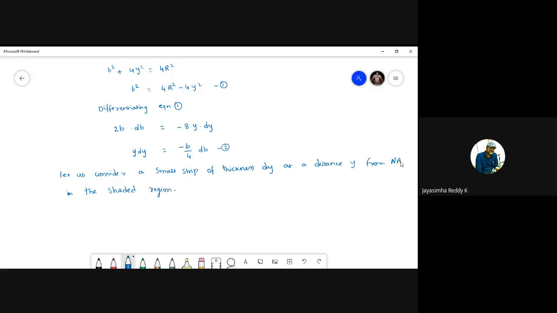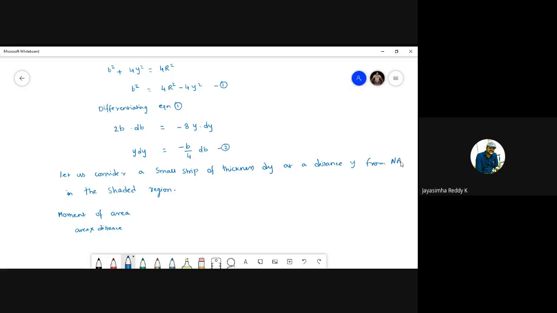So if you consider this thickness, and if you want to write moment of area for that considered strip, what is moment of area, students? Moment of area in general is distance into area, perpendicular distance into area, or area multiplied by distance. So that is what we call moment of area. If it is moment of force, we multiply force with distance. So here it is area multiplied by distance.